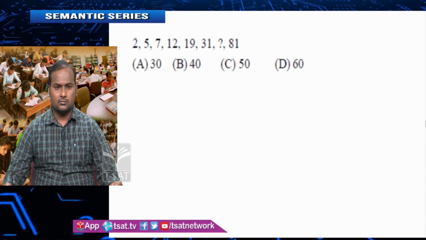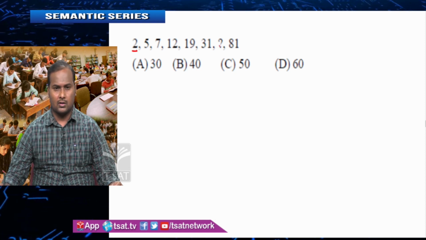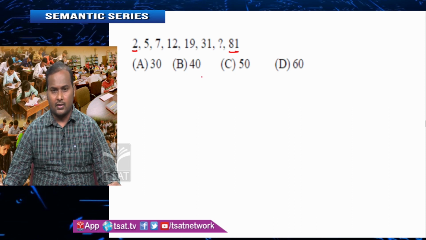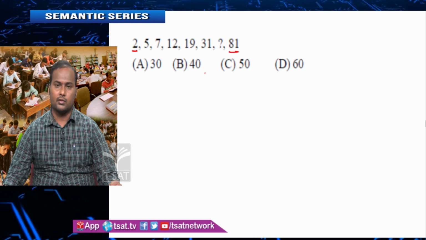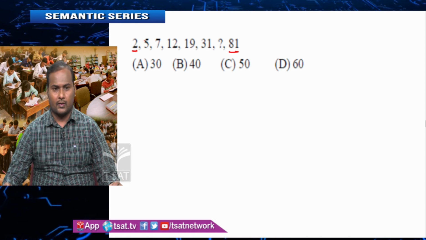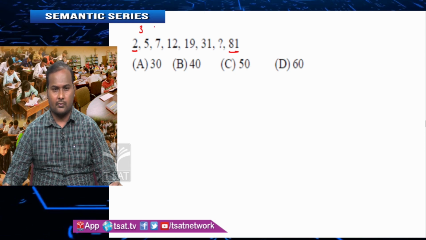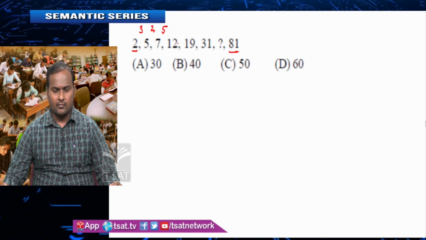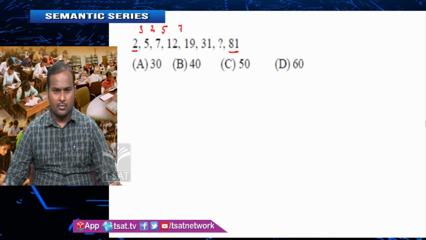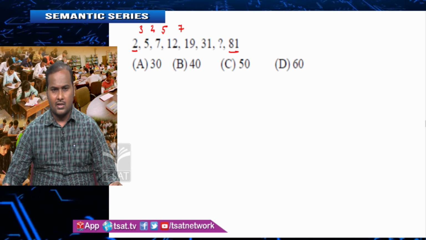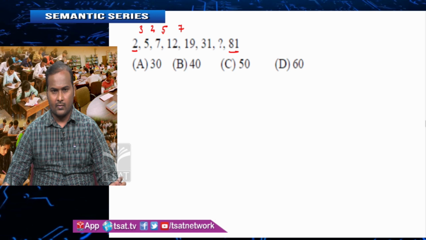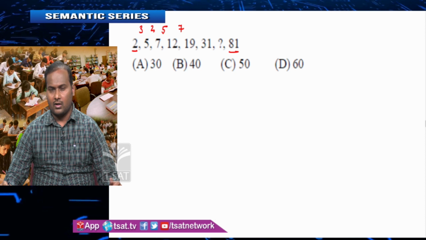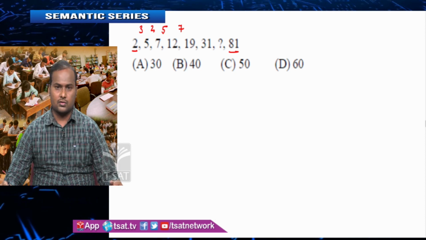See, in this question, initially it is 2, then finally it is 81. So it is a good increase. Whenever there is a good increase, generally we will take the difference and try to check it out. See, 2 to 5 increasing by 3, 5 to 7 increasing by 2, again 7 to 12 increasing by 5, 12 to 19 increasing by 7. So if you see 3, 2, 5, 7, I can't predict any kind of consistent change. Whenever I am unable to find out, this is not the way to solve this question.